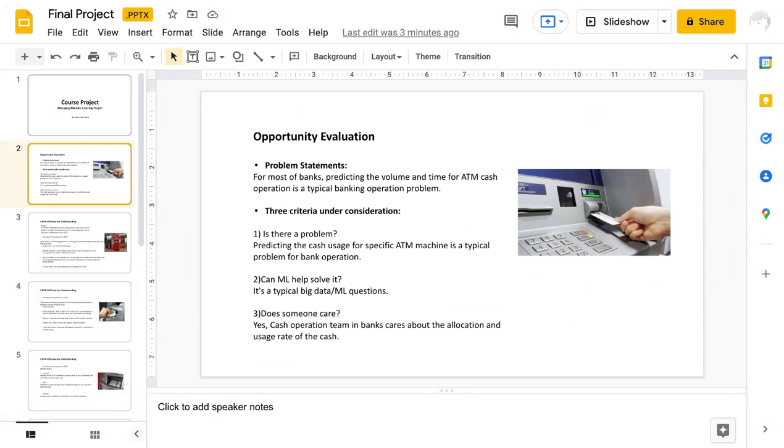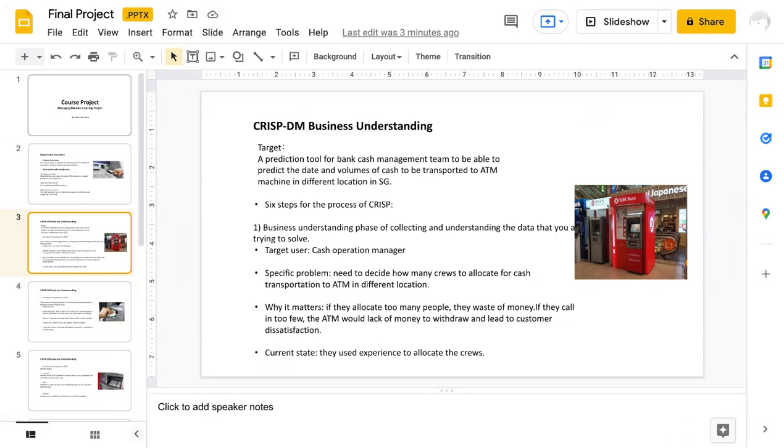For most of the banks, predicting the volume and the time for ATM cash operation is a very typical problem. And this is a very good machine learning and big data question, and the cash operation team in banks will face this kind of problem. So our target is to create a prediction tool for the bank cash management team to be able to predict the date and the volumes of cash to be transported to ATM machines in different locations in Singapore.